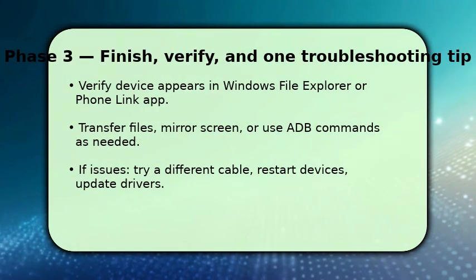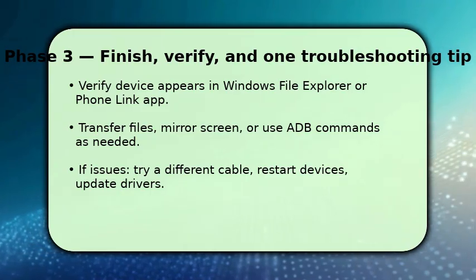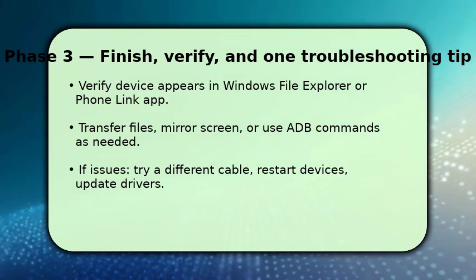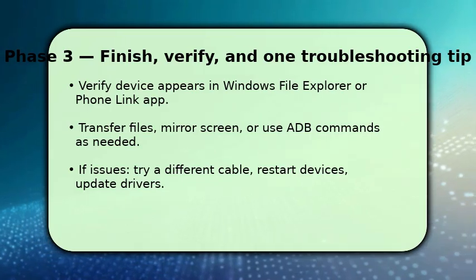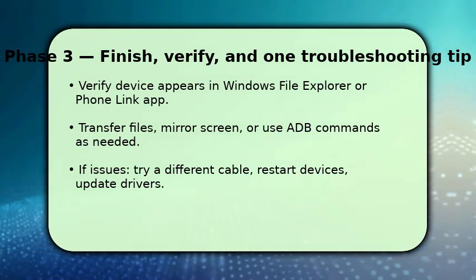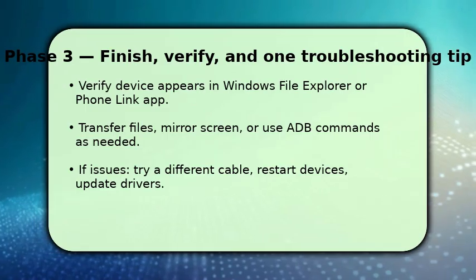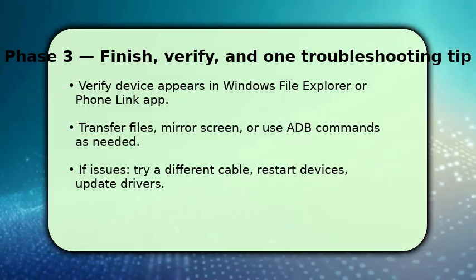Finish by confirming the phone shows up in File Explorer or within Phone Link. Once visible, transfer files, mirror the screen, or run ADB commands for advanced tasks. Make sure transfer is complete before disconnecting to avoid corruption.